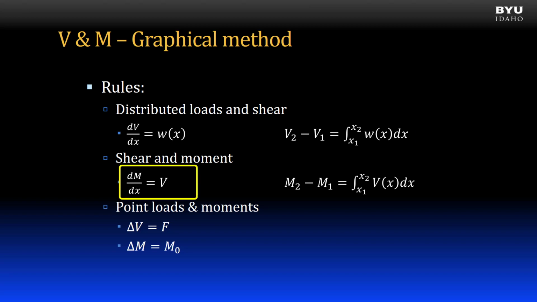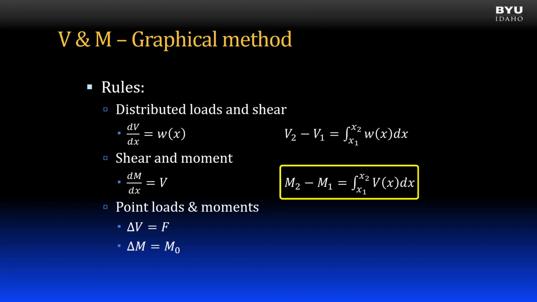Next, the derivative of the moment, or slope of the moment diagram at a point, is equal to the shear diagram, both magnitude and sign, at the same point. This also means that the change in the moment diagram between 2 points is equal to the integral of the shear, or area under the shear diagram, between those 2 points.